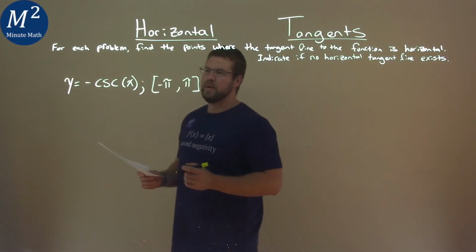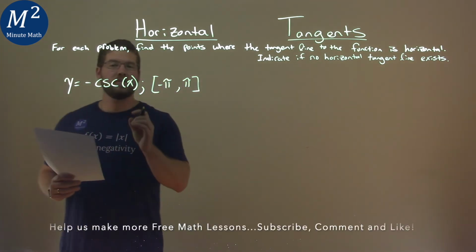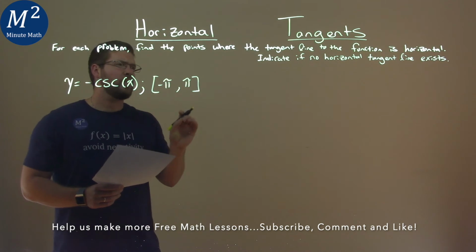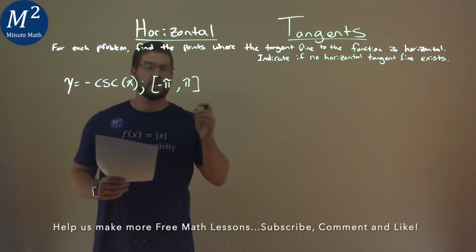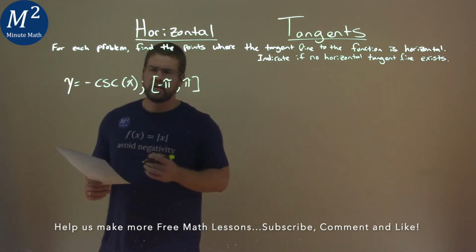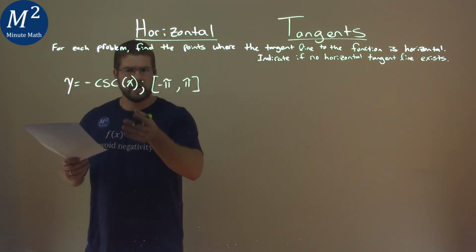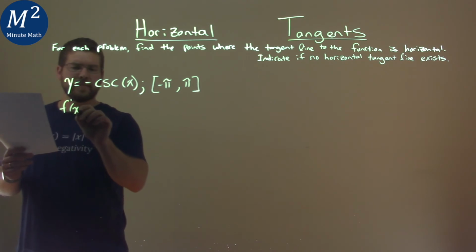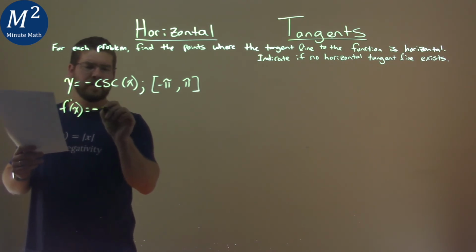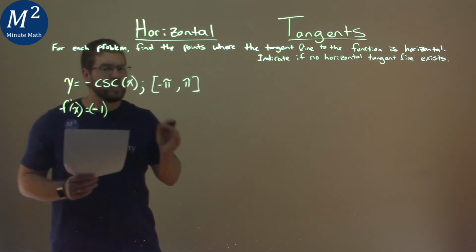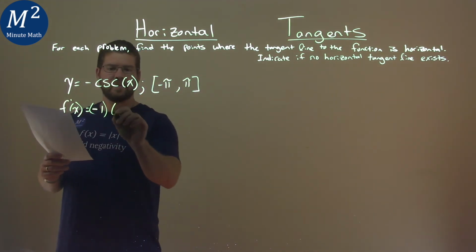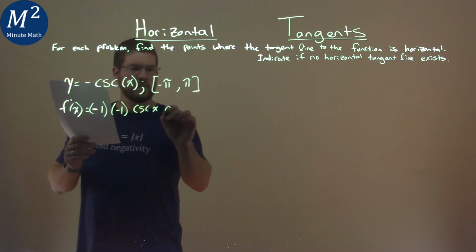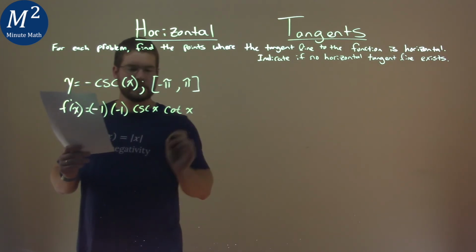We're given this problem right here. y equals negative cosecant of x on the interval from negative pi to pi, and we want to find the points where the tangent line to the function is horizontal. Well, first thing we want to do is find the derivative of our cosecant. So f prime of x here, the negative stays out front, so let's call it negative 1 here. And the derivative of cosecant x is negative cosecant x cotangent of x.